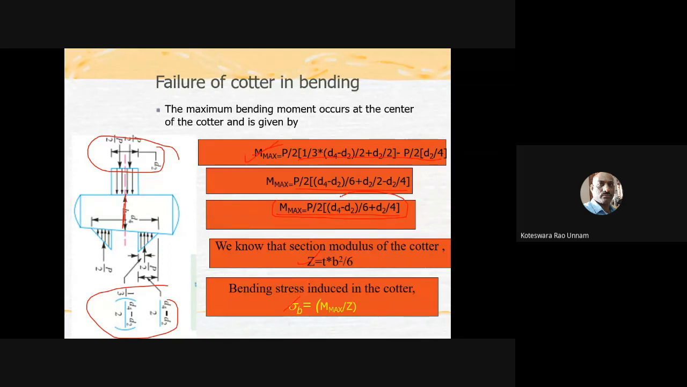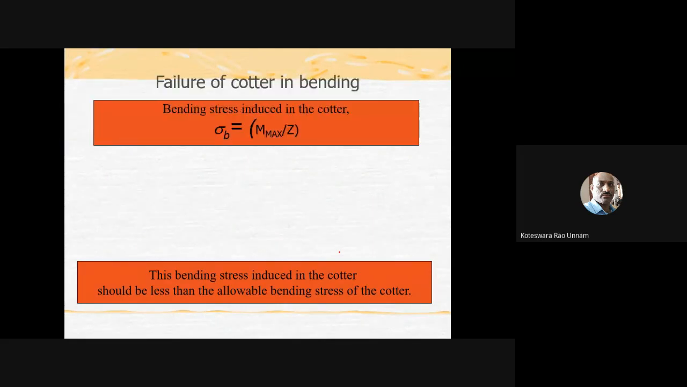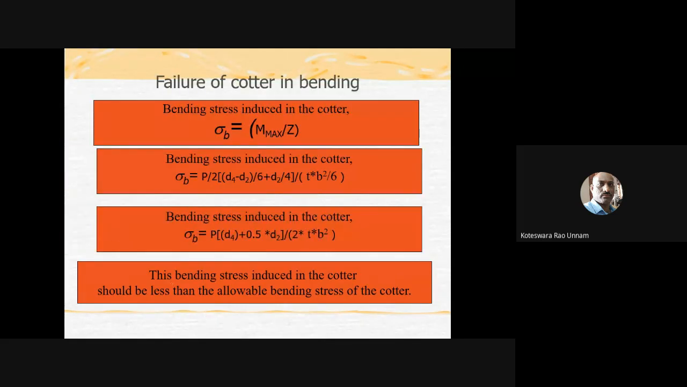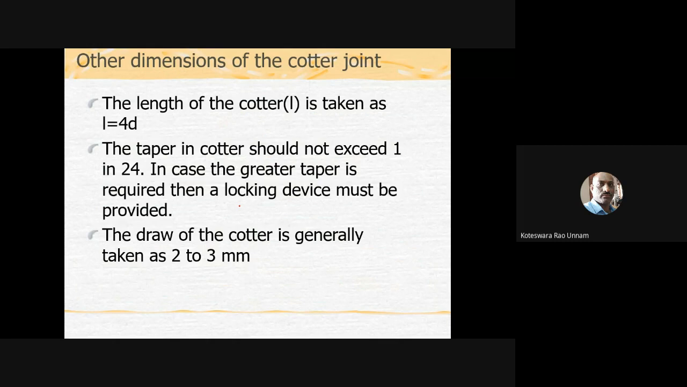So suppose if they ask you to check for the bending of the cotter in the examination, then instead of going for this complicated one, like I already told, use the simple relations to find out the bending stress. Yes, this bending stress induced in the cotter should be less than the allowable bending stress of the cotter. So that is the criterion we need to follow for the failure of bending stress. Then the remaining thing, like I already said, for the length of the cotter we won't use any failure criteria to find it.